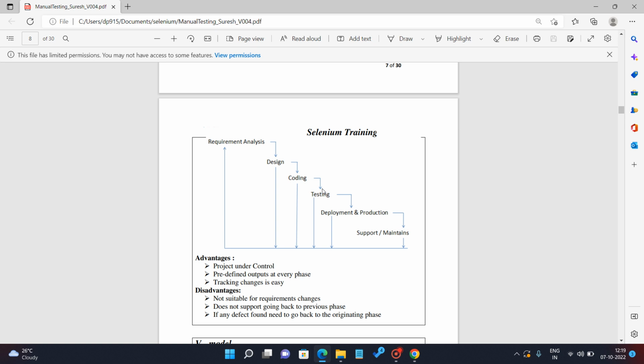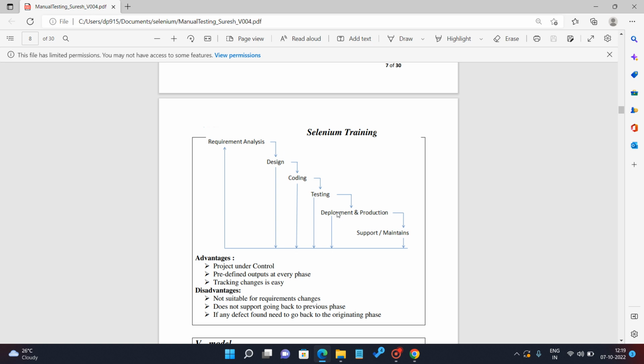Testing is based on the requirement documents and the application. The requirement documents are the BRS, SRS, and FRS documents, and testing is done based only on the requirement documents. The next phase is deployment and production. Deployment means installation, and the next phase is support and maintenance. These are the steps in the waterfall model.